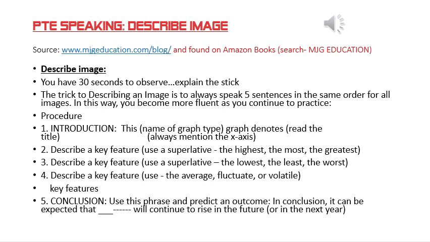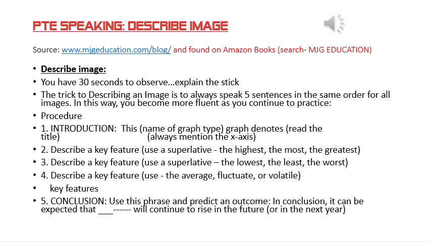Step 2. Describe a key feature using a superlative. Words like highest, most, greatest. Find the peak or the maximum, something that hits the high point. Got it. And step three, the opposite. You got it. Step 3. Describe another key feature, but use a superlative for the other end: lowest, least, worst. Find the minimum. Okay, high, low. Covering the extremes. What's the 4th sentence for?